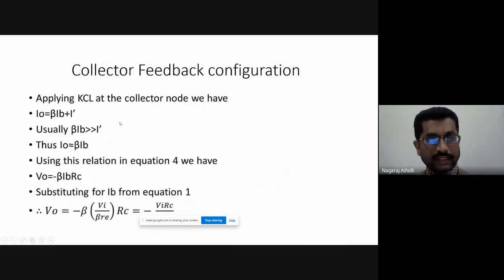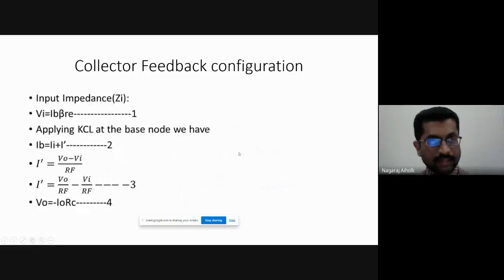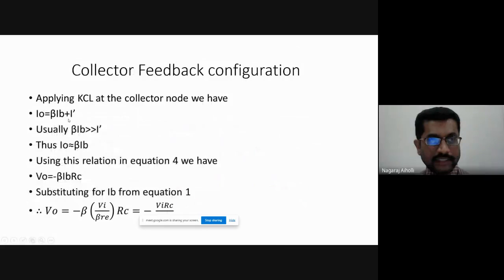Let us apply KCL at the collector node. If we apply KCL to the collector node, then I naught is given by I dash plus beta IB. Am I right? I naught is equal to I dash plus beta IB, because this current I naught is getting split into I dash and beta IB. Therefore, I naught is equal to I dash plus beta IB.